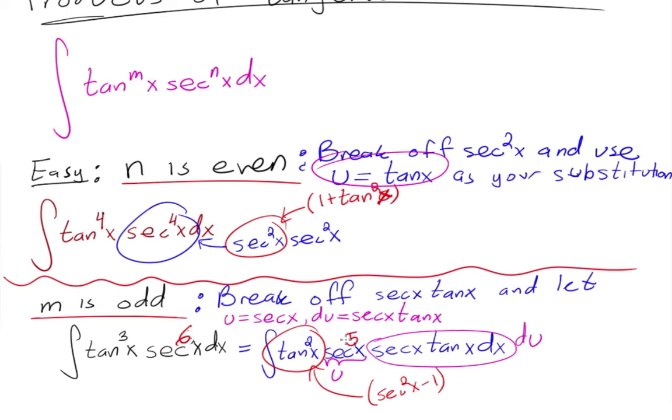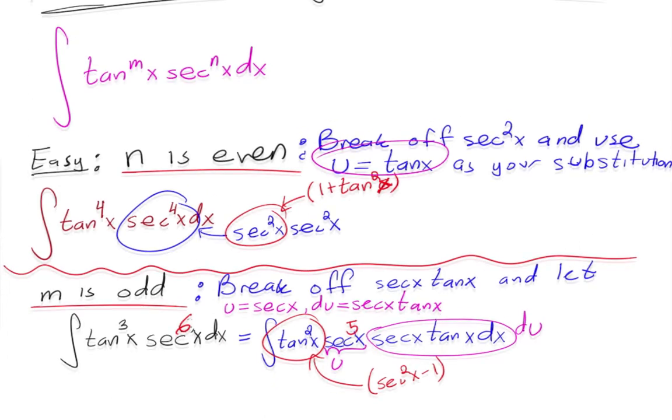On top of that, what else could you have done instead? Now that secant has an even power, you could have just done this one too, right? The first method. So either one would have worked in this case. Does that make sense? Okay.